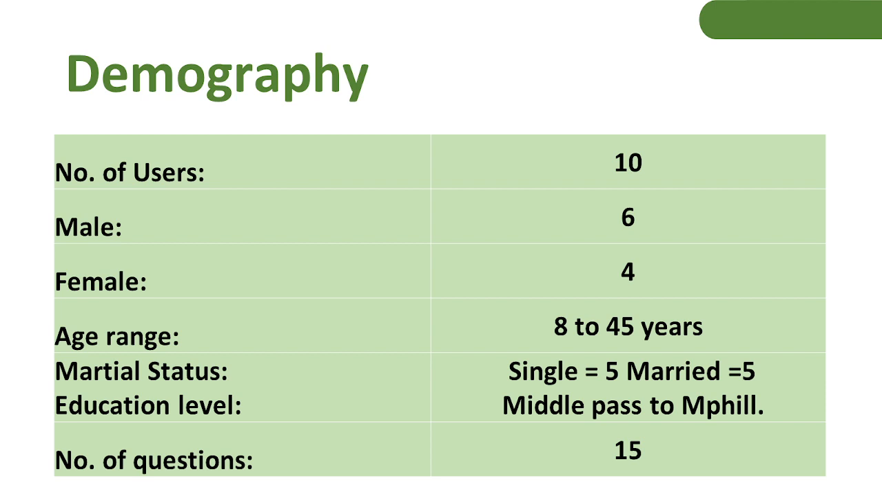In the demography, we have a total of 10 users, and among the 10, 6 were male and 4 were female. Their age range was between 8 and 45 years, their marital status was 5 married and 5 unmarried, and their education level ranged from middle pass to MPhil. The total number of questions in the interview was 15.